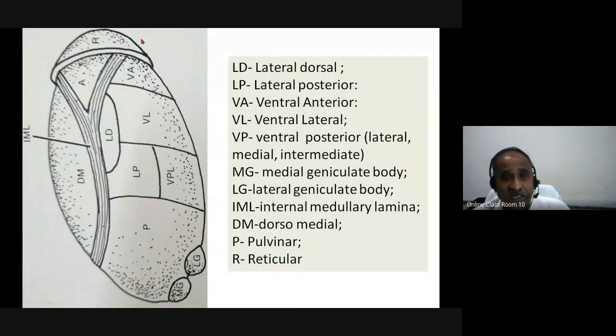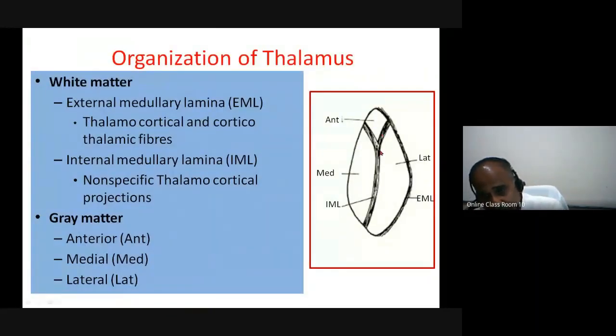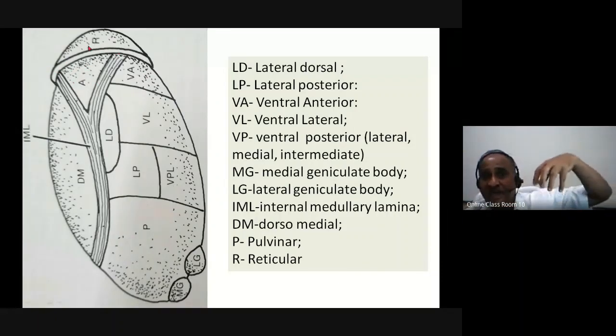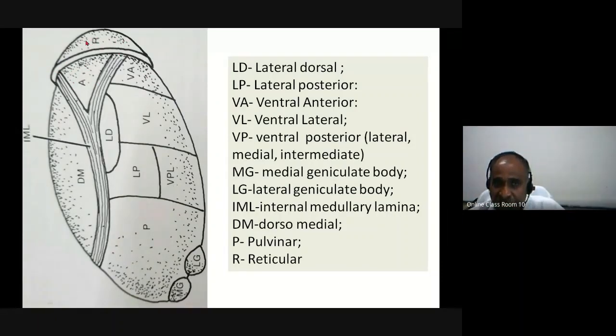Now I want to bring back the same structure here. You see the same thing, a Y-shaped structure. This is the internal medullary lamina, and this is the medial part. This is the lateral part, and this is the anterior part. And this anterior part is capped by the reticular nucleus, and this forms the external medullary lamina.